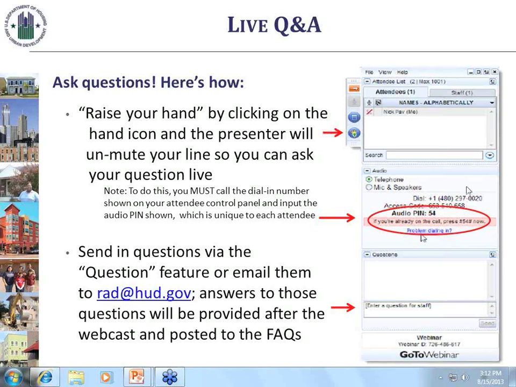And one last question, when does the administrative fee for a PBV start? The administrative fee would be the first of the next calendar year. Okay.